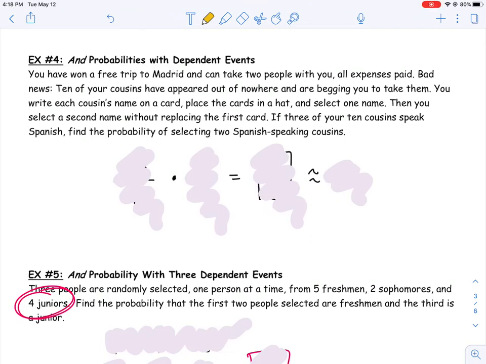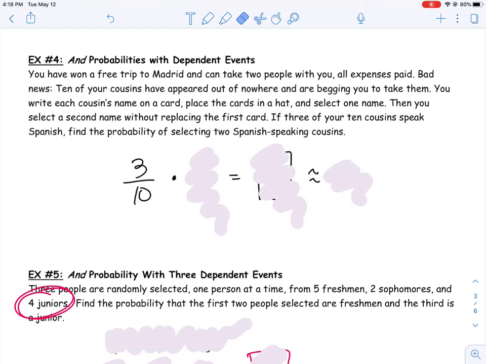You want to pick one cousin, name out of a hat. You don't want to put it back. Then you want to pick another name of a second cousin. What's the probability that both of them will speak Spanish? Okay, let's think about this. The first time you go to pick, how many names do you have in the hat total? And out of those, how many speak Spanish? So what's the probability that the first person you pick will speak Spanish? Well, isn't that 3 out of 10? You have 3 cousins that speak Spanish. There's 10 names in the hat. 3 out of 10 would speak Spanish.